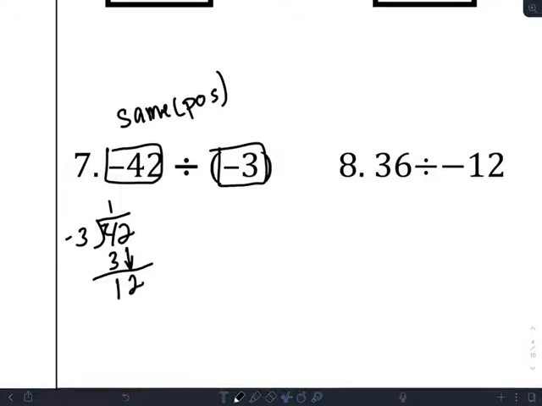Bring down the 2, right? 3 goes into 12 4 times. There you go. 14 was the correct answer. Same signs, right? Therefore, my answer is going to be positive. So my answer is going to be positive 14.